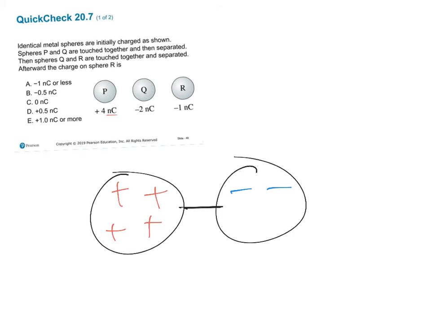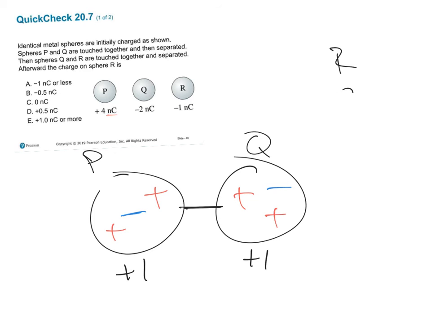Okay. The charges are going to spread out to be even. So we're going to take one of the negatives from this sphere and put it over here. And we'll take 2 of the positives from this one and move them over so that everything is balanced. I have 2 positives on each side and 1 negative on each side. Now each sphere has a charge of positive 1 overall. So P has positive 1 and Q has positive 1. And then R is still sitting over here with negative 1.